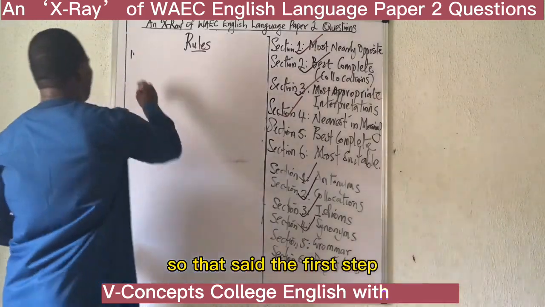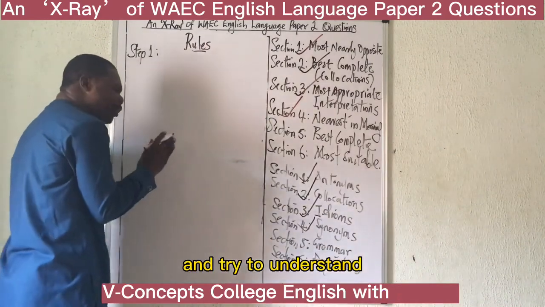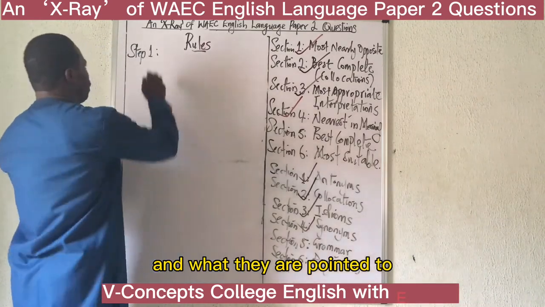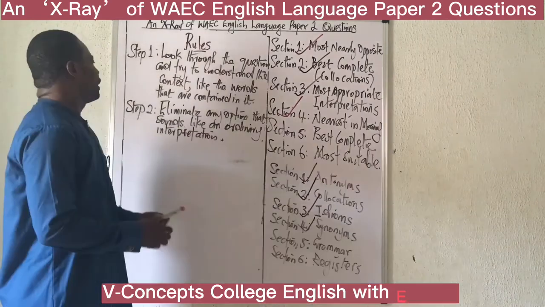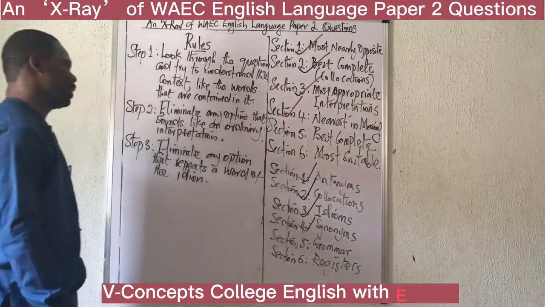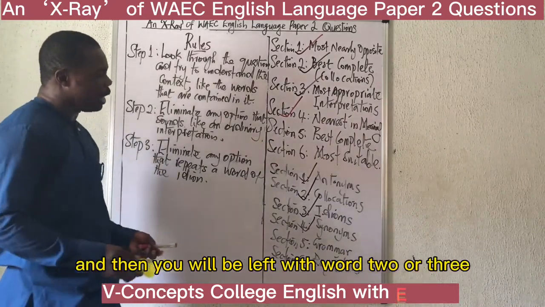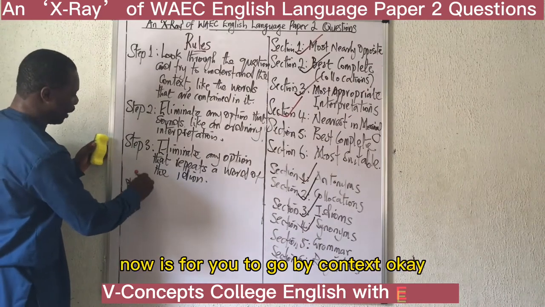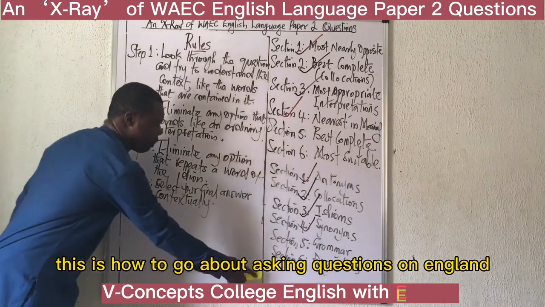So that said, the first step is look through, leave the options alone. Read through the question and try to understand the words that are contained in the idiom and what they are pointing to. Then step two. Then the next one is step three. After taking step two and step three, it will be possible for you to eliminate one or two options, and then you'll be left with two or three to select your answer from. And then step four now is for you to go by context. Okay? This is how to go about answering questions on idioms.